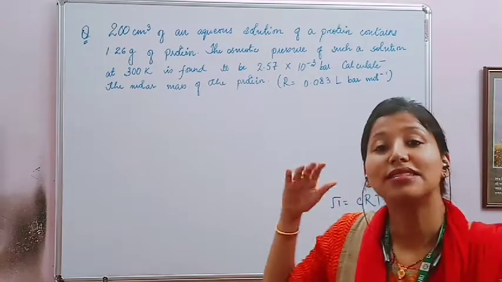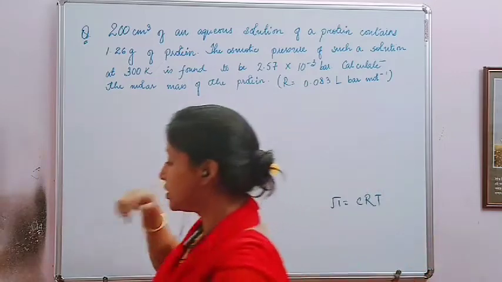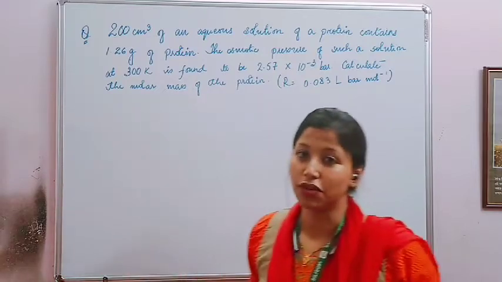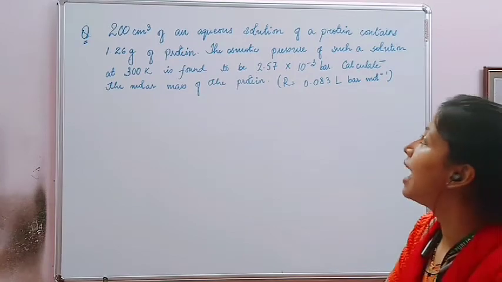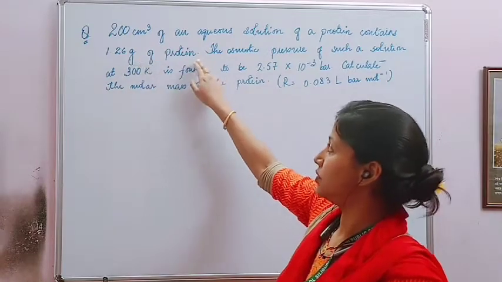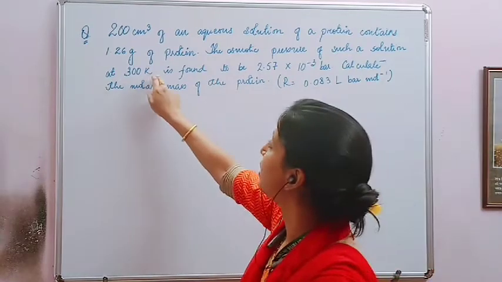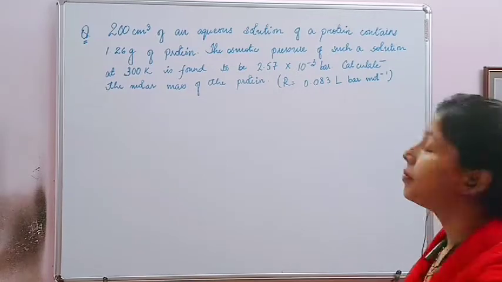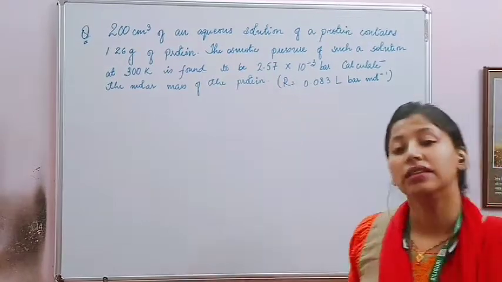Today, we'll first solve a numerical on osmotic pressure. I've written the question on the board. Let's see how we can solve it. Let's read the question. 200 centimeter cube of an aqueous solution of a protein contains 1.26 gram of protein. The osmotic pressure of such a solution at 300 Kelvin is found to be 2.57 into 10 to the power minus 3 bar. Calculate the molar mass of the protein. This is a direct question.